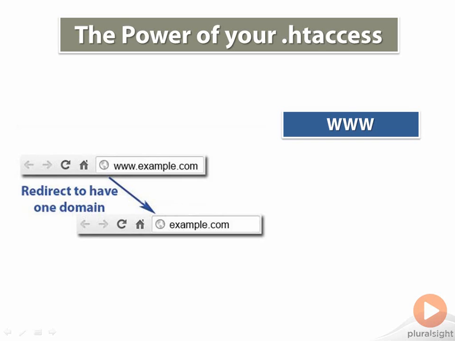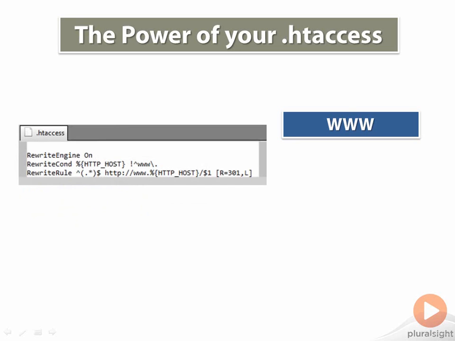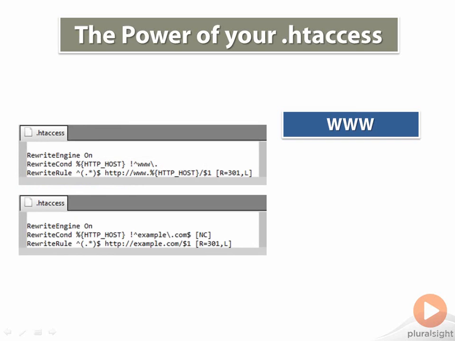Using the .htaccess file, you can overcome this issue by redirecting all non-www requests to your site to the www version or vice versa. All you need to do is add one of the following codes to your .htaccess file. This will redirect any requests to example.com to www.example.com. Here's the code if you want to reverse this and have the www point to the non-www. As always, you can find these codes and all others in the Pluralsight exercise file.